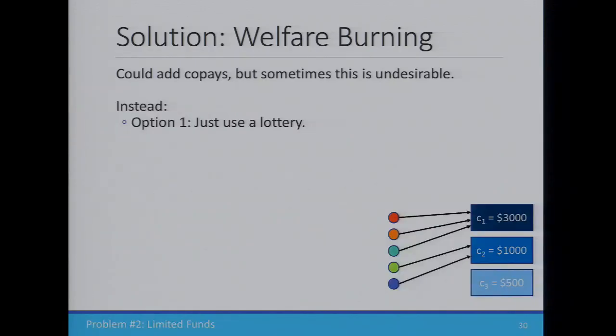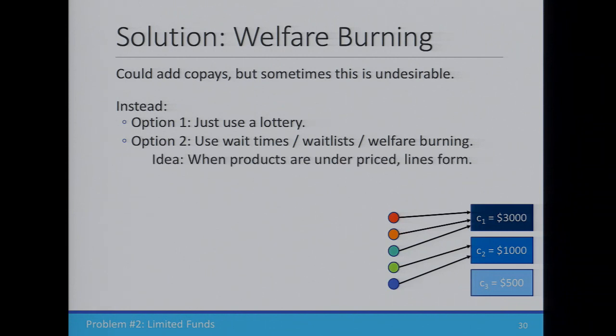Okay, so instead, we could just use a lottery. This doesn't require us to charge any money. We could just randomly decide you get to go, you don't get to go. Another thing we could do is use wait times or wait lists or welfare burning. The idea here is that products are underpriced because we're not allowed to charge prices, and so lines are going to form. And by inducing a wait time artificially, we can incentivize people to go to hospitals so that we can pay for them all.